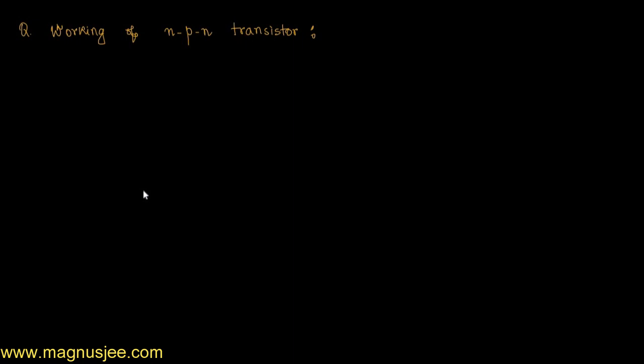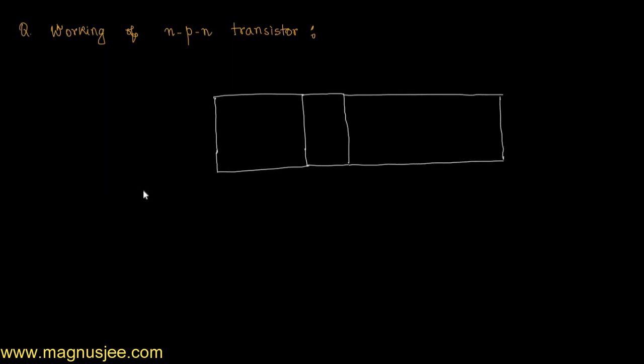Working of a transistor. That means we have to explain the working of an NPN transistor. Now we can draw a diagram of the NPN transistor. An NPN transistor has three terminals, and here the P-type base is sandwiched by the N-type emitter and collector.